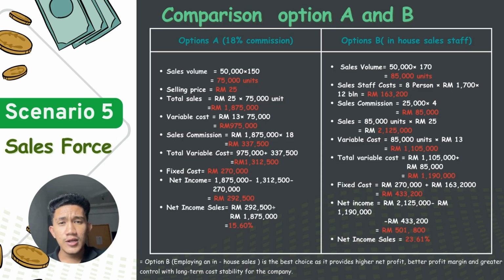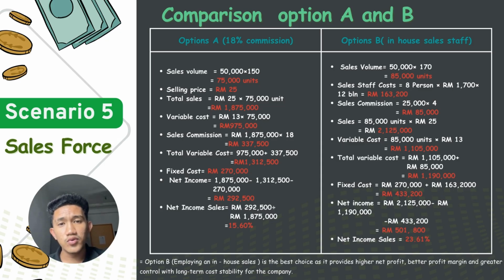Option A, sales agent commission increase. Total units sold is 75,000. Revenue is RM 1.875 million. Total cost is RM 1.582 million. Net profit is 2,092,500. Net income to sales ratio is 15.6%.